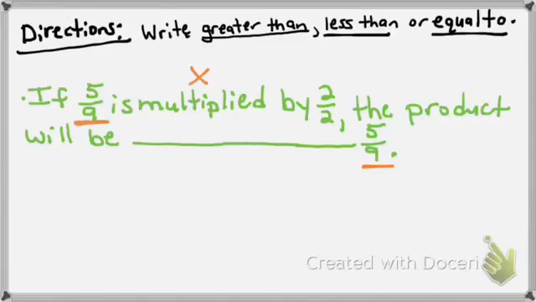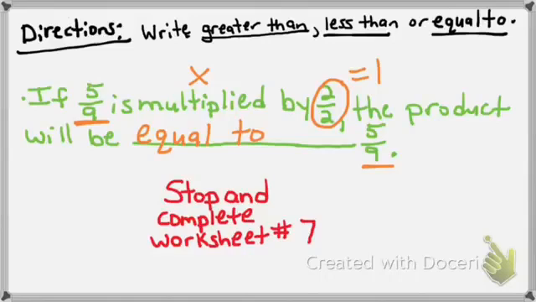There it is. Multiplied by tells me this is a multiplication problem, so I'll take my given number 5/9 times what? Times 2/2. So now I have to say, are 2/2 greater than 1, less than 1, or equal to 1? Well, my numerator and denominator are the same, therefore 2/2 is equal to 1. So I have a given number times 1 will give me an answer that is equal to the given number. Please stop the video and complete worksheet number 7 right now.